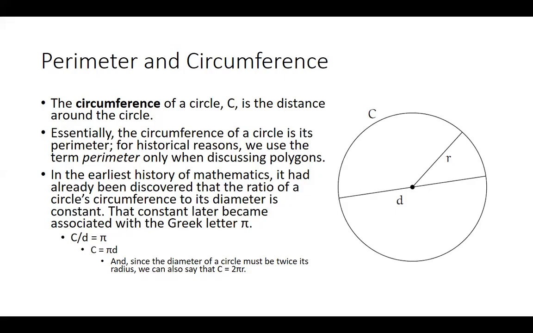Since the diameter of a circle must be twice its radius, we can also say that circumference equals 2 times pi times the radius. So C equals pi d and C equals 2 pi r mean exactly the same thing because d is 2r. We can use either version of the formula depending on what's easier, what we have. Do we have a diameter or do we have a radius?